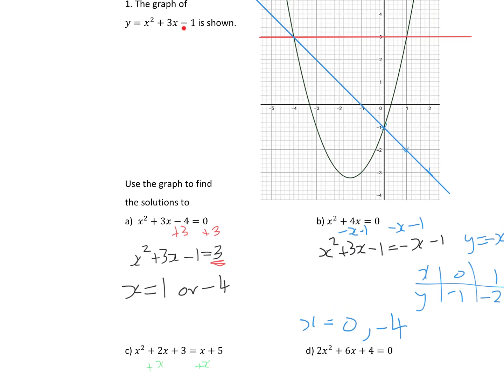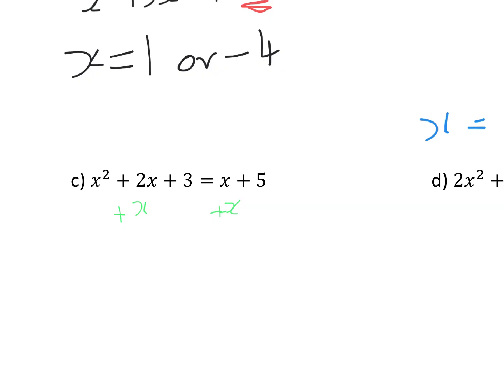No, we need to have -1. So if we've got 3 and we need -1, we're going to have to take off 4 from both sides. And if we do that, we're going to get x squared plus 3x minus 1 equals 2x plus 1.